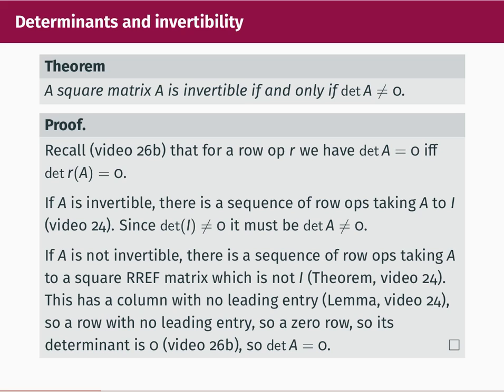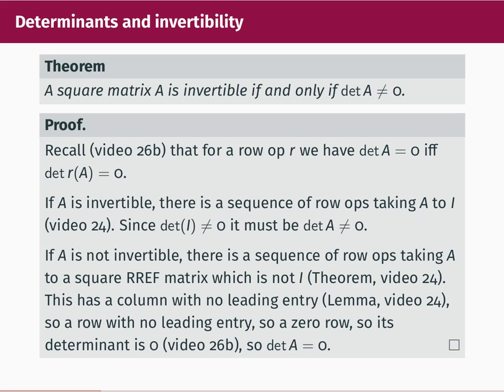Using that lots of times, it follows that if you have a matrix A and you do a sequence of row operations and end up with some other matrix, then the determinant of the matrix you end up with is 0 if and only if the determinant of A was 0. That's all we need to make this theorem work. If A is invertible, there's a sequence of row operations taking A to the identity, so since the determinant of the identity is not 0, it must be that the determinant of A was not 0.